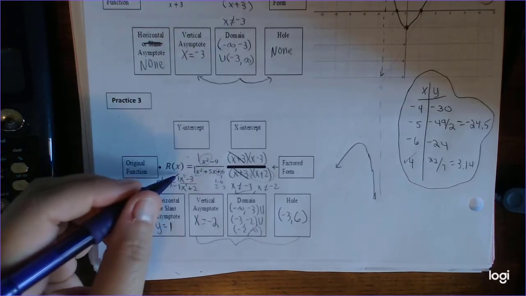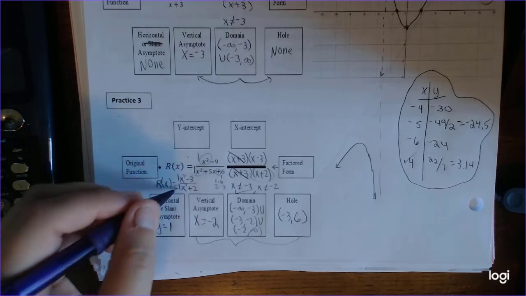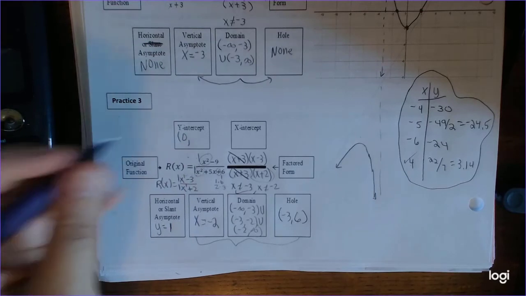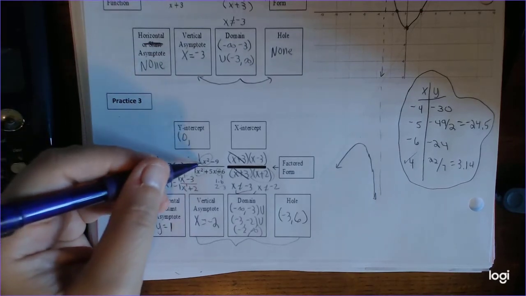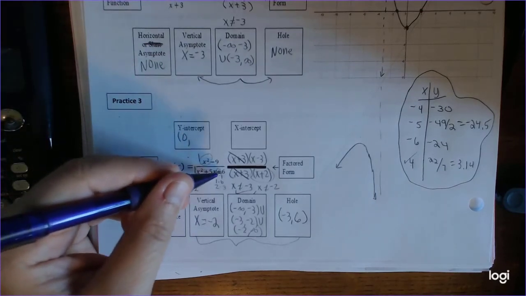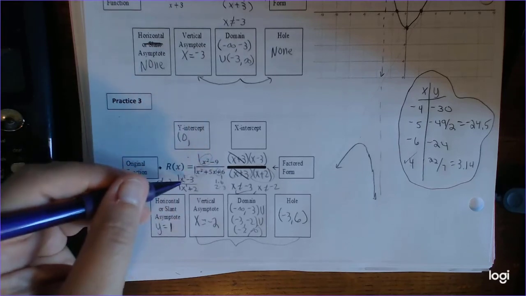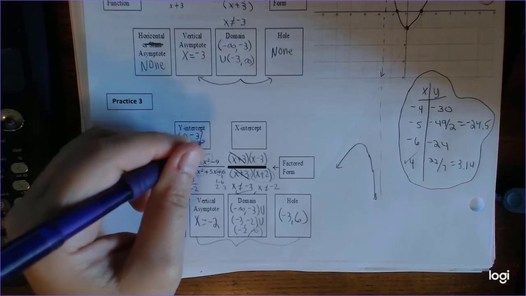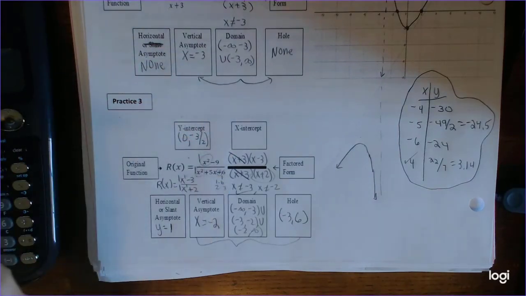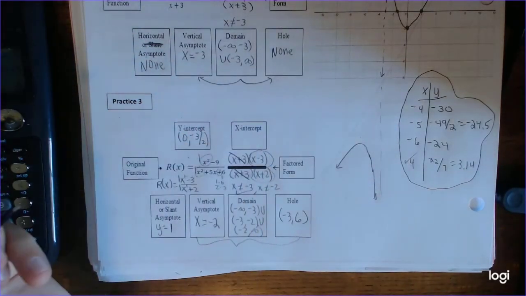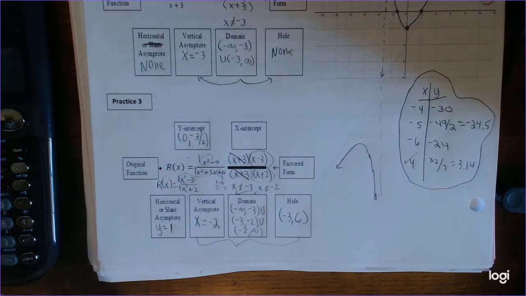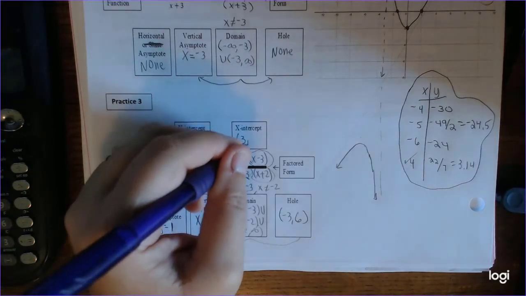The y-intercept, you can use either function. Okay, so all you have to remember is that you have to put 0 in for x. So if I put 0 in for x, I get negative 9 over 6. See that? That reduces to negative 3 over 2. Doesn't matter which function you use. The x-intercept, you look at the numerator. So that's better to look at the factored form, but either one, and you get 3, 0.